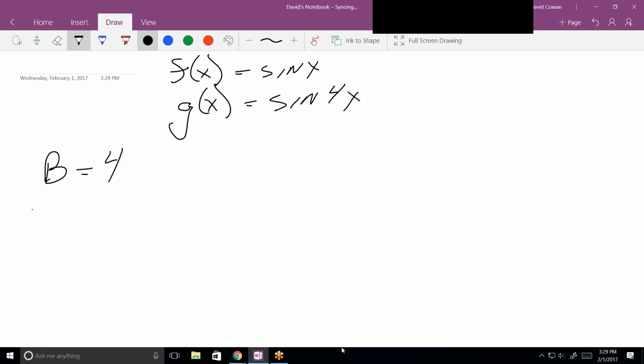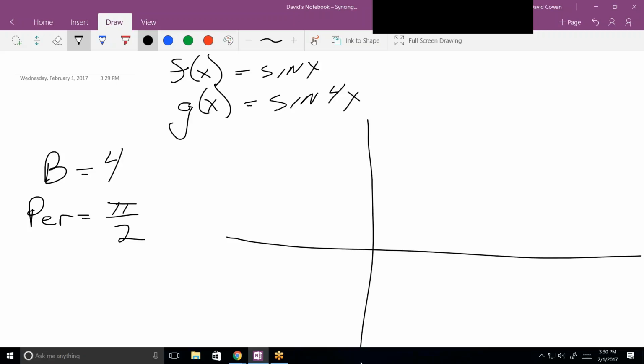What's that make the period? Before I can graph it, I've got to know what the period is. 2 pi over 4 reduced is pi over 2. Yep. Yeah, that's a short period.